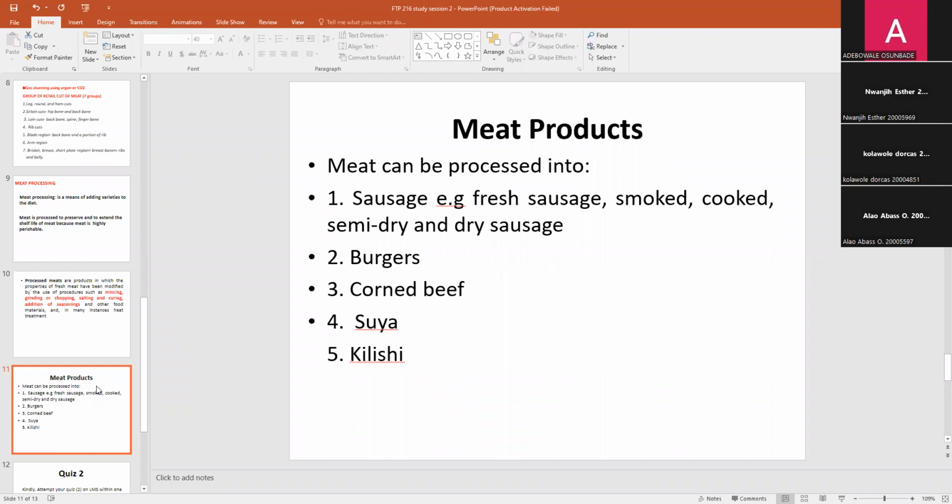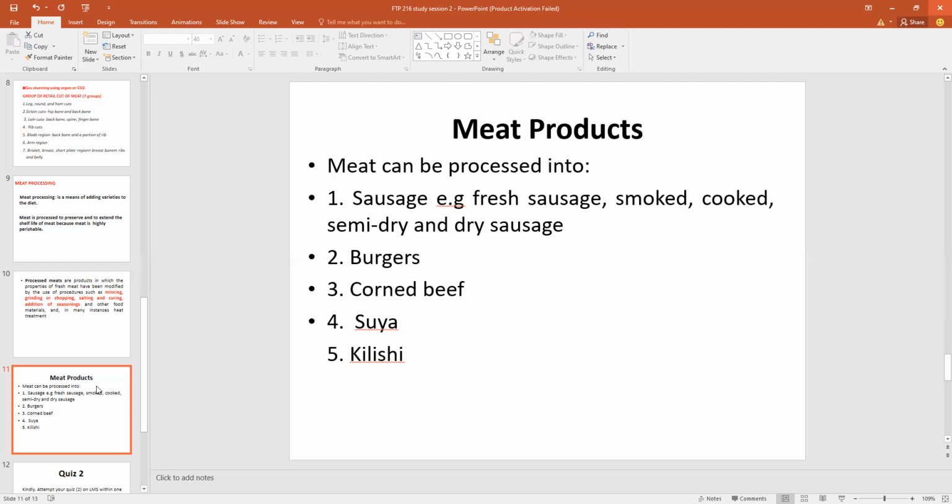Then, as we all know, common suya is also a product of meat processing. It removes moisture content and enhances the shelf life. Kilishi is another type where all the moisture content has been removed. After the removal of the moisture content, the meat will be able to stay for long. You can keep it for a very long time. Even some people keep kilishi for 2, 3, 4 months, and it won't get spoiled. So those are the meat products we talk about. So are you with me? Do you understand?